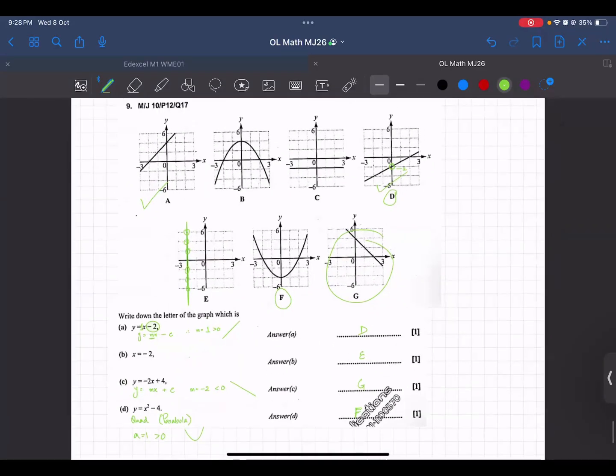Okay. And you can see the y-intercept will also be -4. If you put in your x as 0, your y will come out as -4. So which is over here, -4.